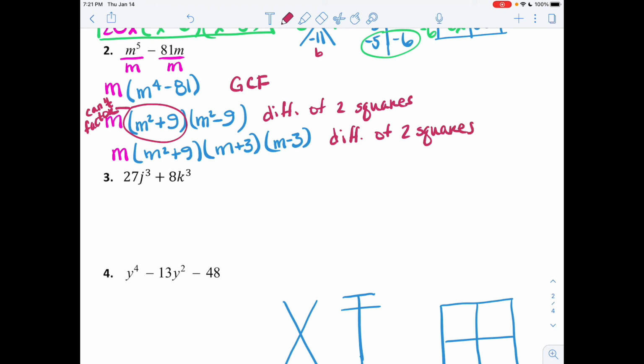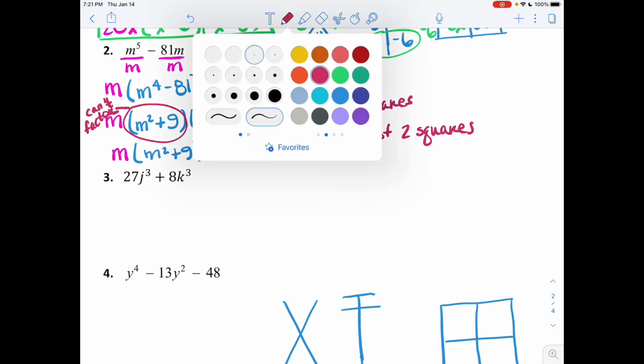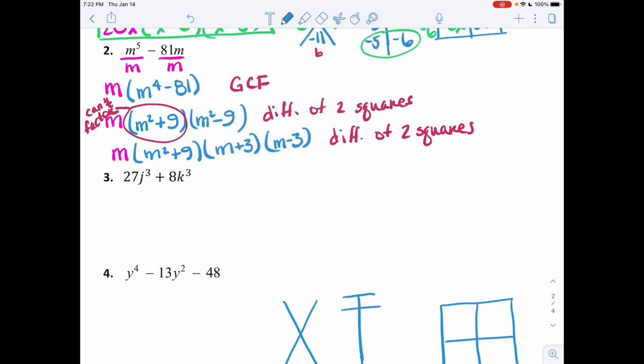Now we need to decide if we are done. M, we already decided, was done. It's a monomial factor. We cannot factor this one. M plus 3 and M minus 3 are both linear, and so those are factored as much as they can be factored. We can go ahead and box this as a final answer.